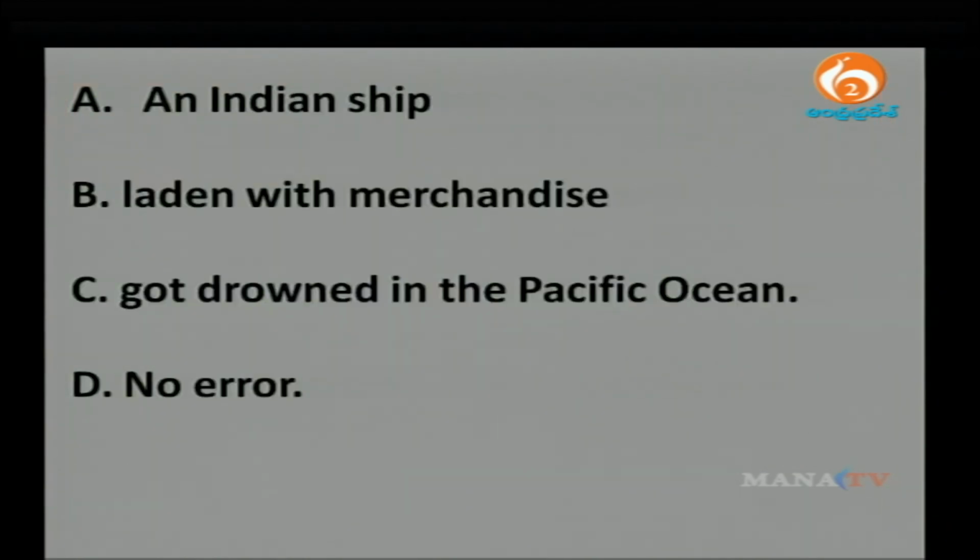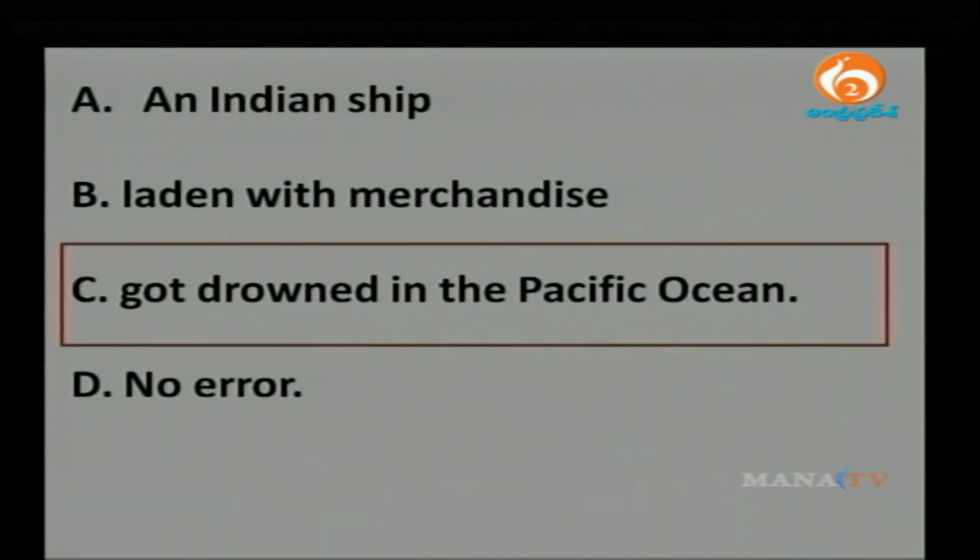All right. Next, an Indian ship laden with merchandise got drowned in the Pacific Ocean. Merchandise means items, products. It cannot be got drowned, it's drowned. An Indian ship laden with merchandise drowned in the Pacific Ocean. So, got is not needed.